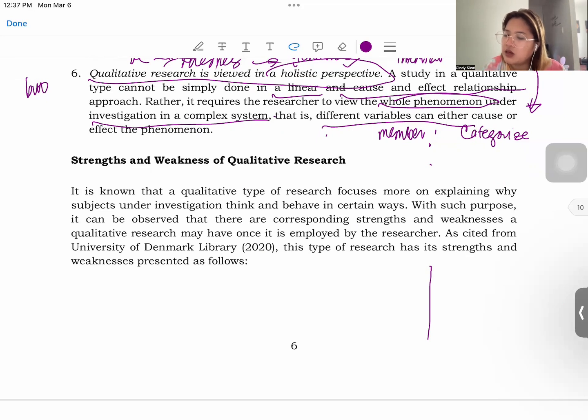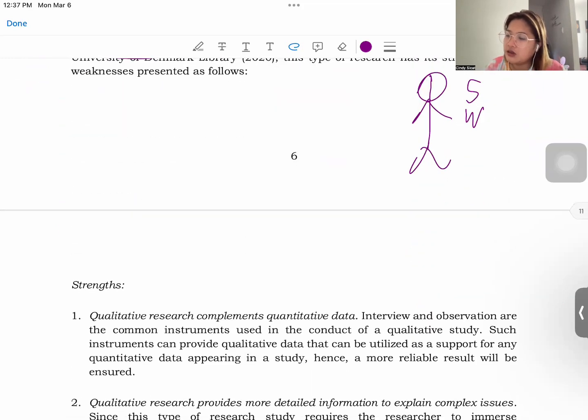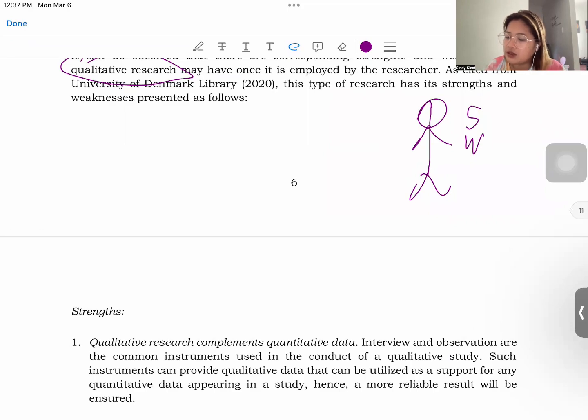So, strengths and weaknesses, it is known that a qualitative type of research focuses more on explaining why subjects under investigation think and behave in certain ways. So, with such purpose, it can be observed that there are corresponding strengths and weaknesses na meron ng qualitative research. Kung ang tao, meron siyang strengths and weaknesses, same goes with a research type. Okay? So, ito yung mga strengths and weaknesses ng qualitative research.